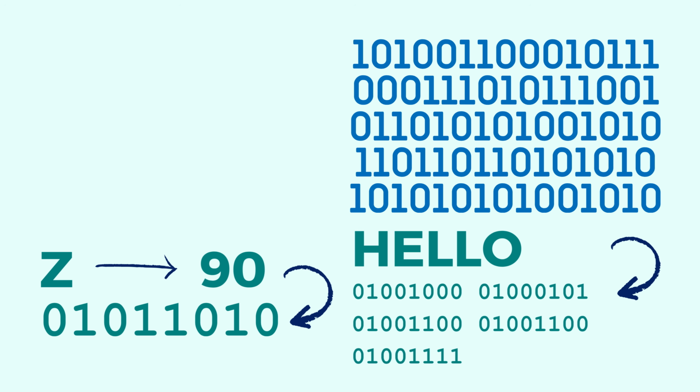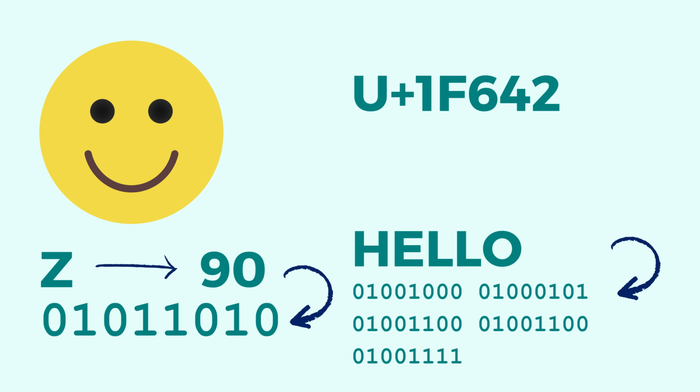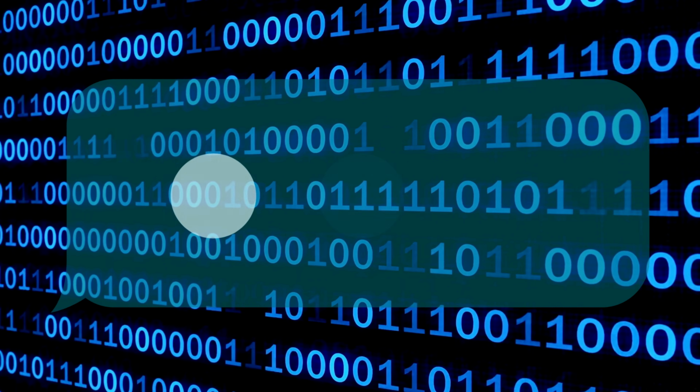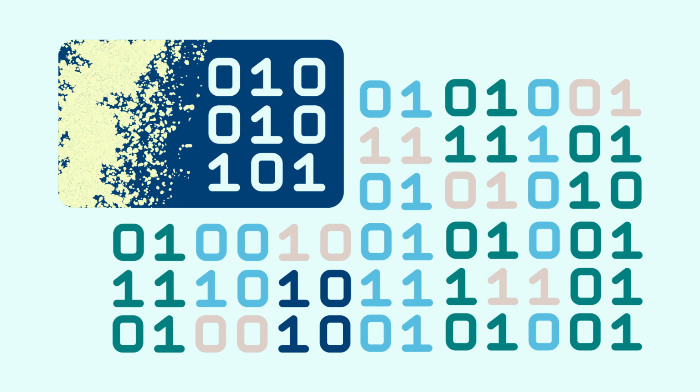Fun fact, emojis like the smiley face are encoded using code points that are also then translated into binary. So, when you type a message, your computer is really storing and processing a long series of zeros and ones behind the scenes. Not just letters, computers also convert numbers and decimals into binary.